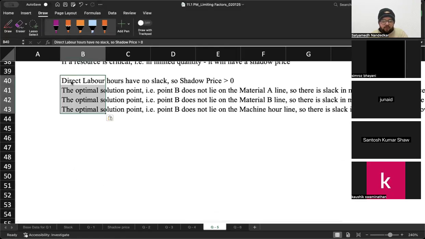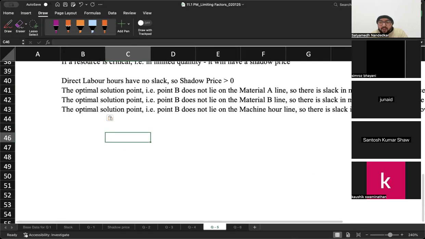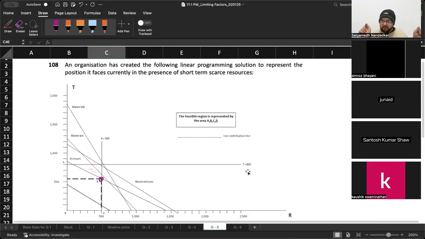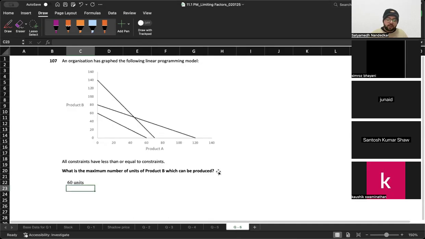So just a point for your future reference. इसको बाद में study whenever you are doing this ना, थोड़ा magnify करके देखो. You will understand that the मटीरियल बी का लाइन, मटीरियल ए का लाइन, मशीन आवर्स का लाइन देखो, दिस इज मशीन आवर्स का लाइन, दिस इज द ऑप्टिमल सॉल्यूशन, इसके काफी ऊपर है. So that means the optimal solution is below the machine hours ka line. That means there is still unused capacity here. Fair enough? Okay, chalo.